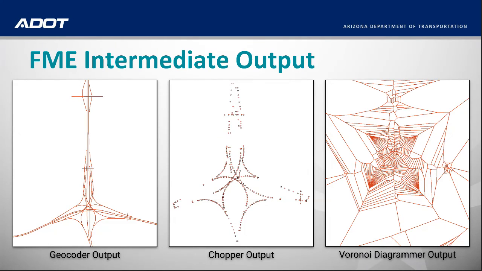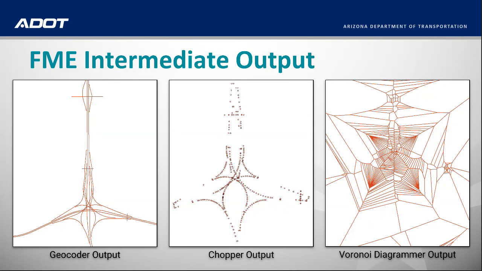Now let's take a look at the data as it goes through the FME process. These three screenshots were taken from critical intermediate outputs within the FME process. Each screenshot illustrates the same intersection, where I-10 intersects State Route 202 South Mountain on the Phoenix-Chandler border in Maricopa County. The screenshot on the left shows the linear output of the geocoder.